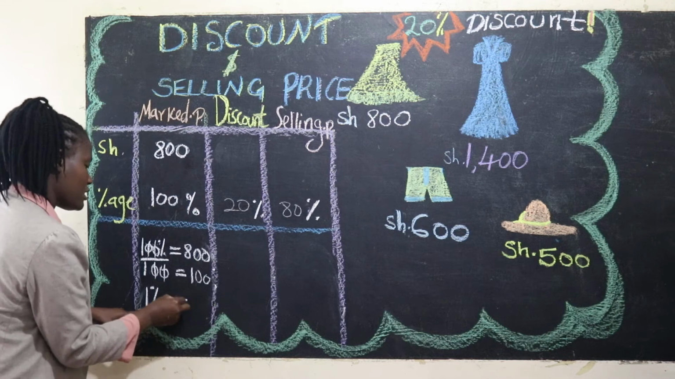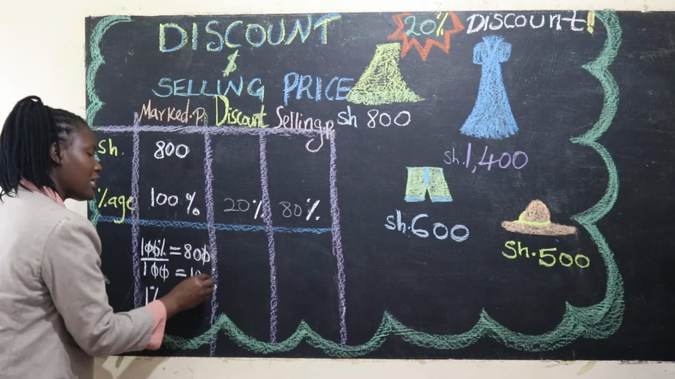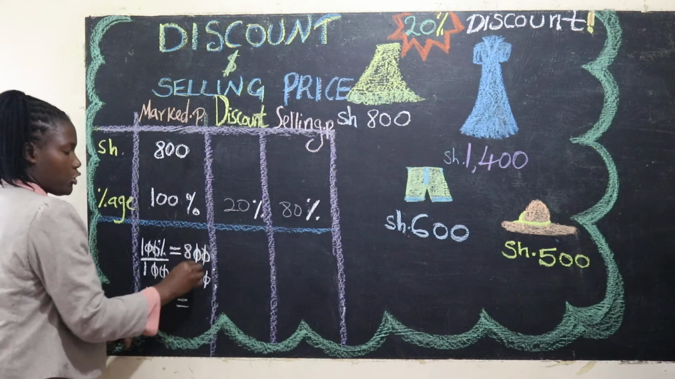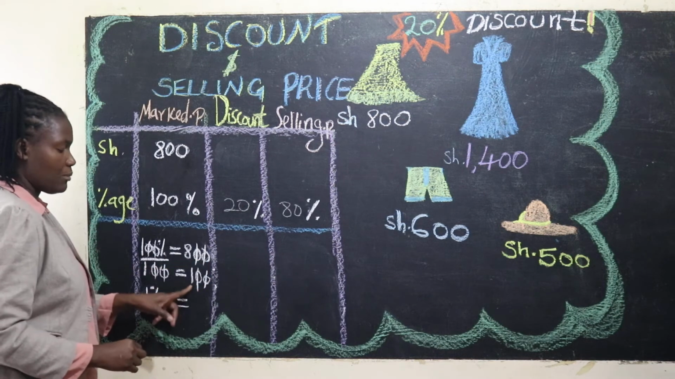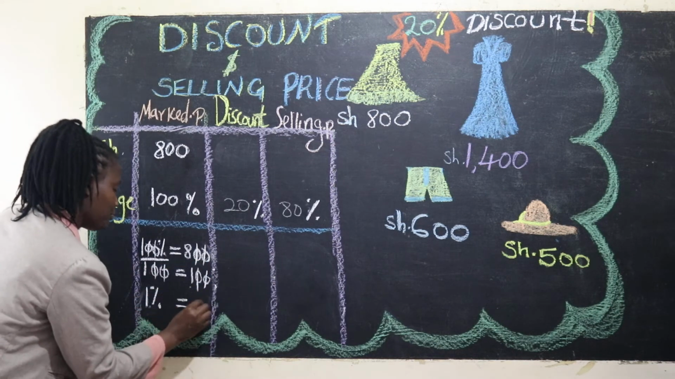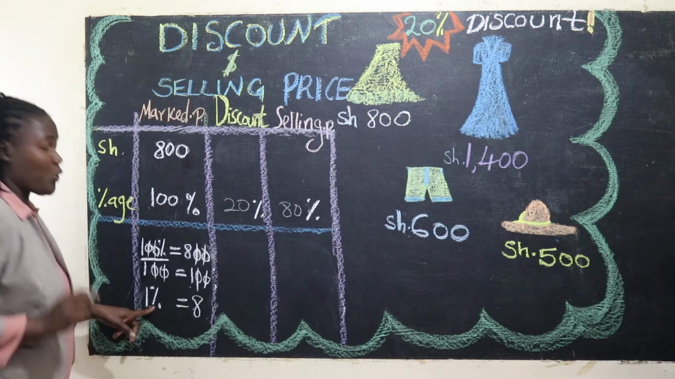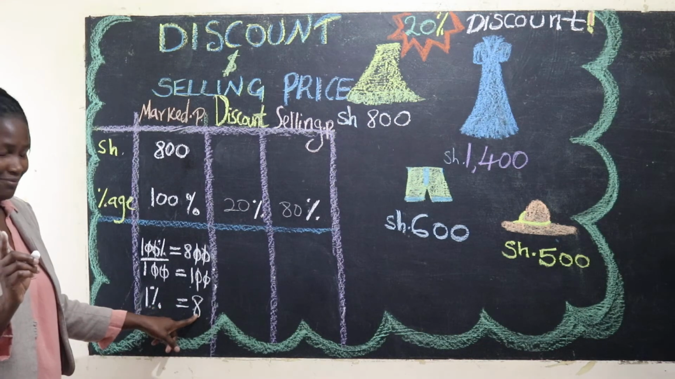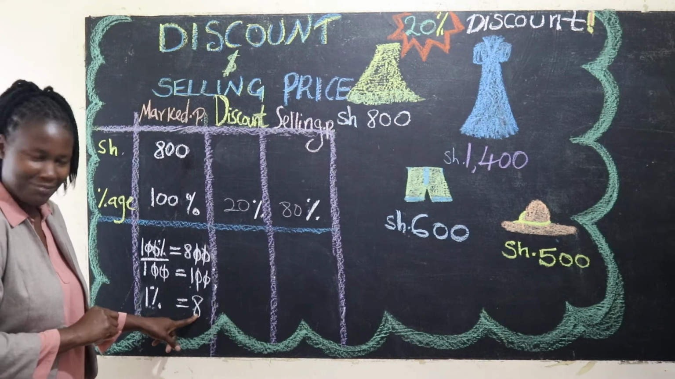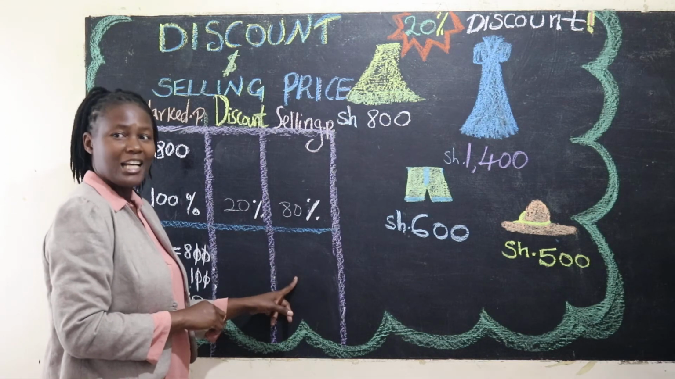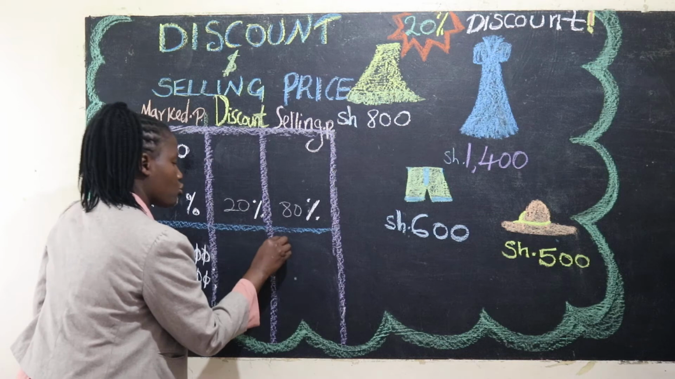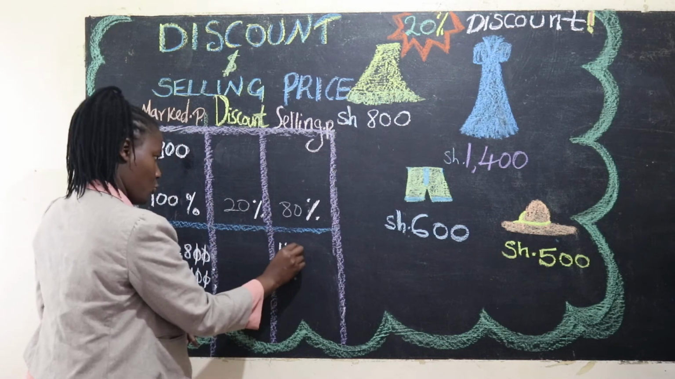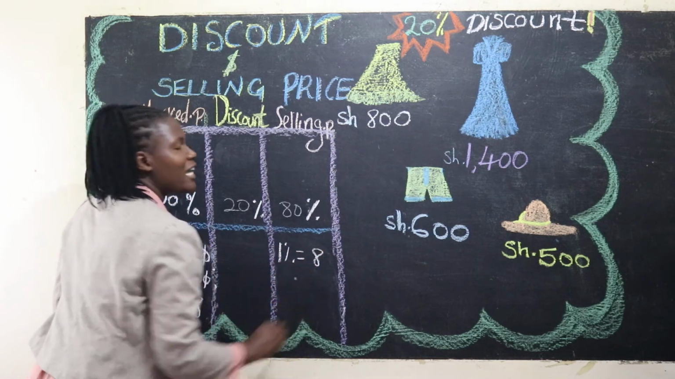What about on the other side? 0 cancels with 0, 0 cancels with 0. 8 times 1 is just 8. So 1% gives us 8 shillings. So let's come over here and use it. We have just 1%, and we know now that 1% equals to 8 shillings.